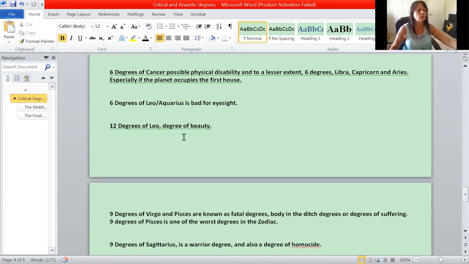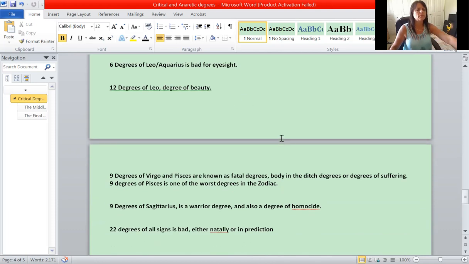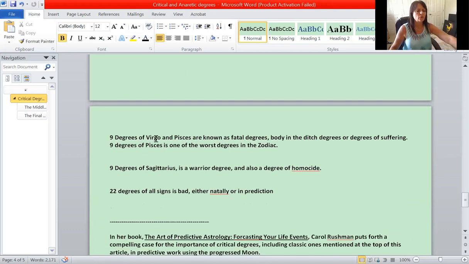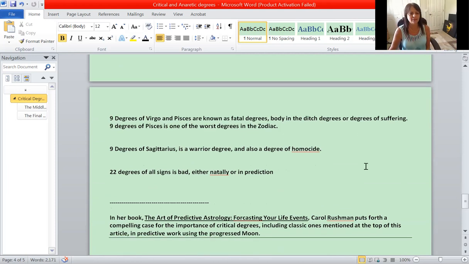12 degrees of Leo, a degree of beauty. 9 degrees of Virgo and Pisces are known as fatal degrees. Body in the ditch degree, or degrees of suffering. Ooh, 9 of Swords or something. 9 degrees of Pisces is one of the worst degrees in the zodiac. Okay, I have to make sure we highlight that one.